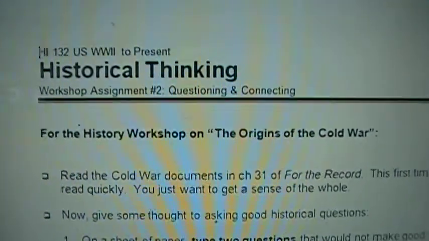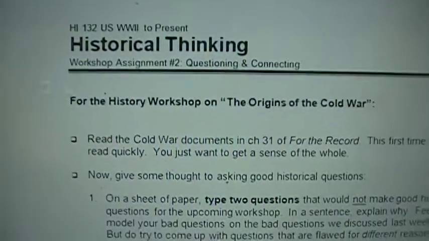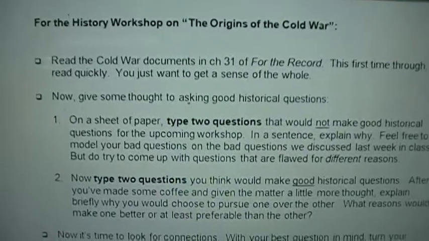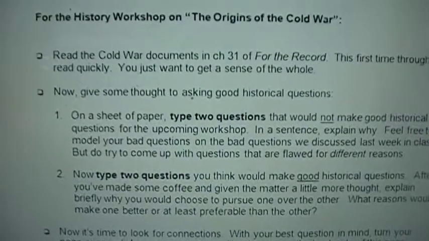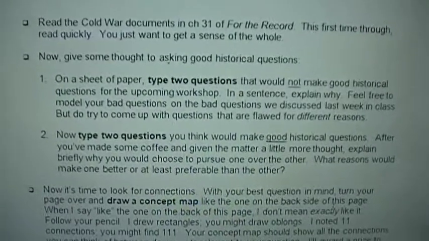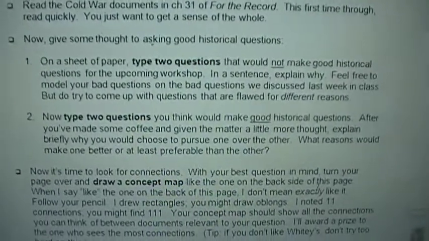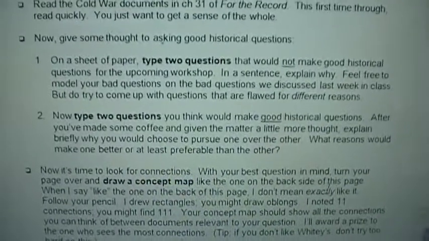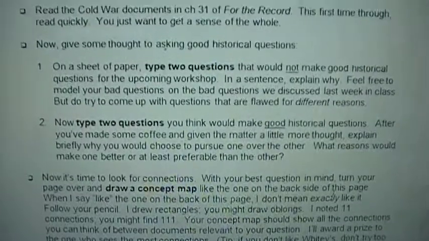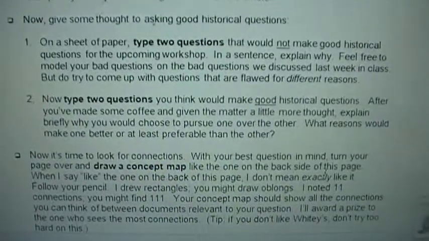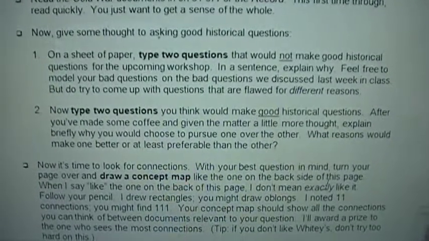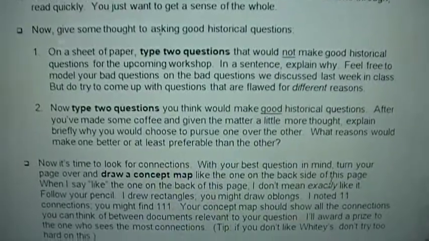Workshop assignment number 2 is called Questioning and Connecting. The first part of the assignment has you reading some documents from For the Record about the Cold War, and then doing some thinking about historical questions. On a sheet of paper, you're going to type up 2 questions that would be bad historical questions to ask about the documents, and then 2 questions that would make really good historical questions. How do you know the difference between a good question and a bad question? That's what we want to clarify in this video.